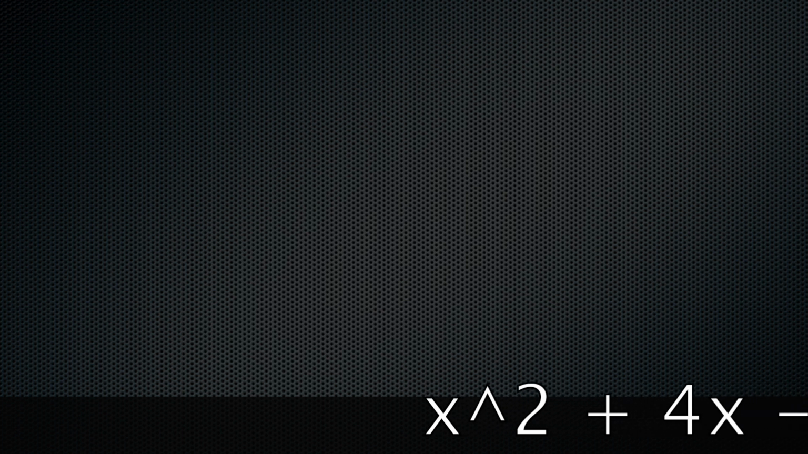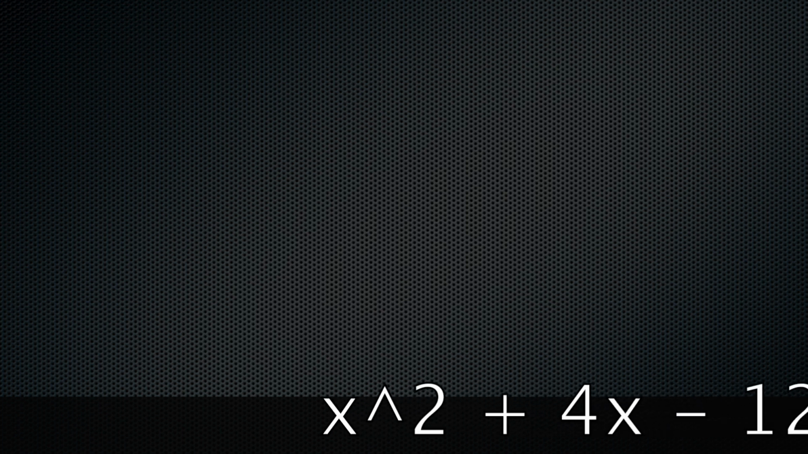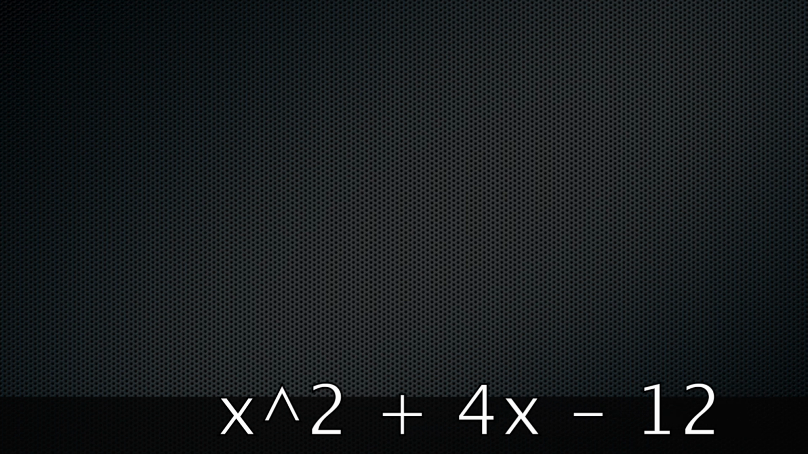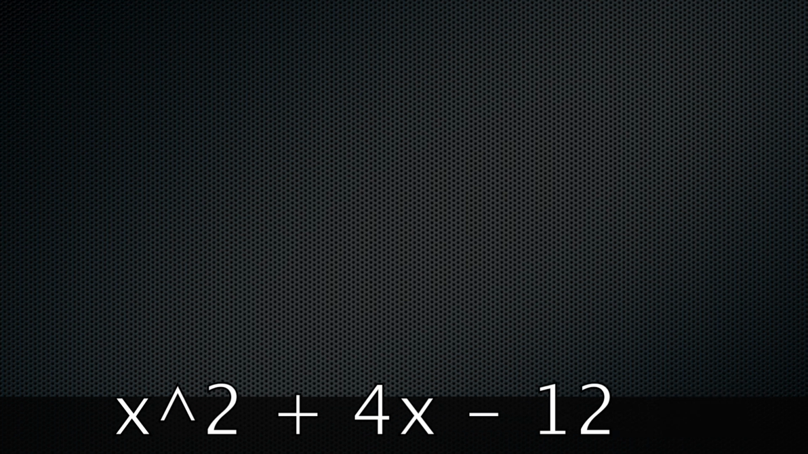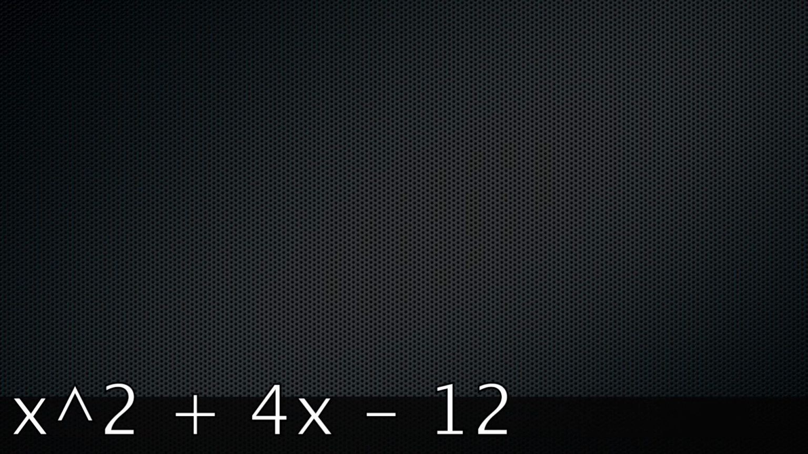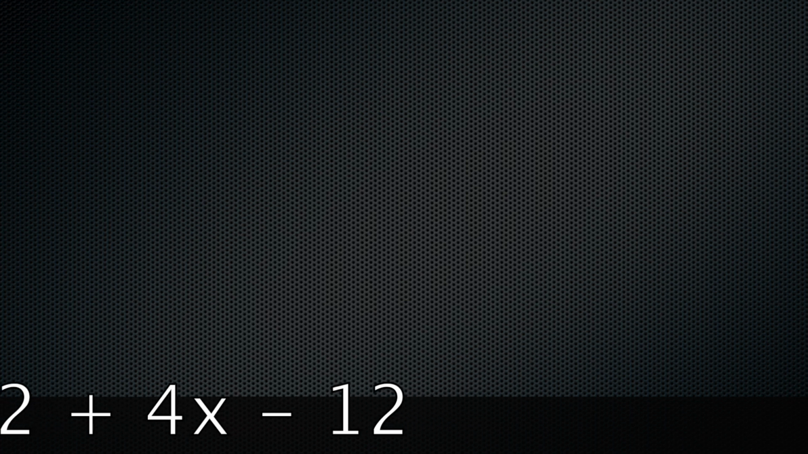In our last lesson, we multiplied binomial expressions to get a polynomial. Today we're going to factor a polynomial. X squared plus 4x minus 12 will be our first example. And we're going to get two binomial expressions that are the factors of our polynomial.